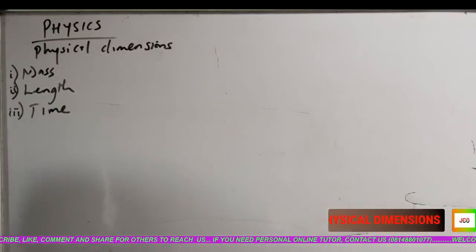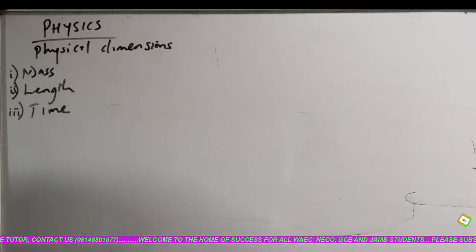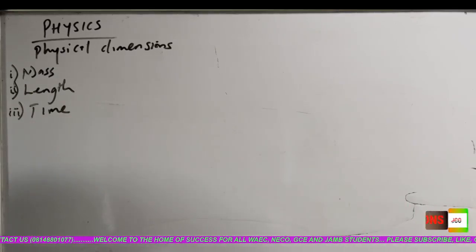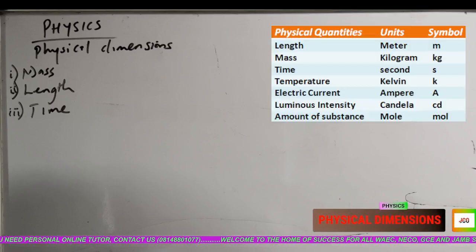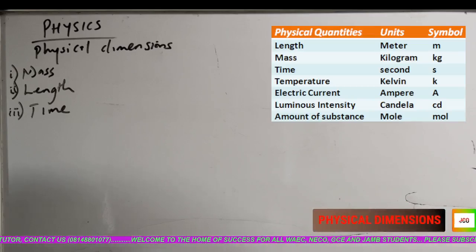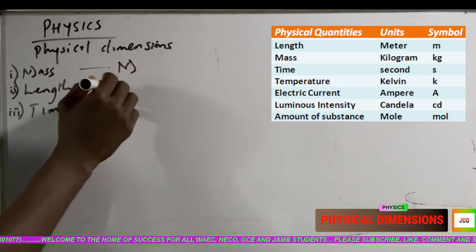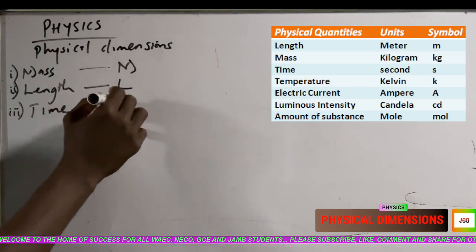Of course, we know that we have our fundamental quantities and our derived quantities, at the left hand side of your board, right hand side of you. You're going to see the fundamental quantities and then derived quantities. But among the seven fundamental quantities we have, these three quantities are the physical dimensions. So mass is always written as what? Capital letter M. Length is written as capital letter L. Time is written as capital letter T.